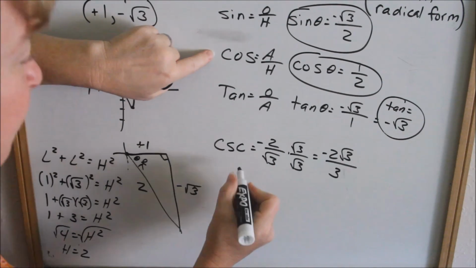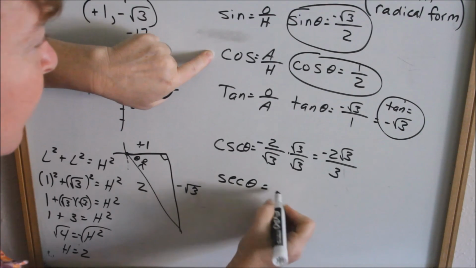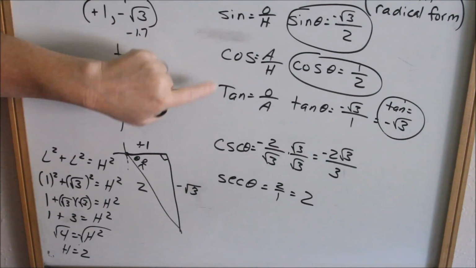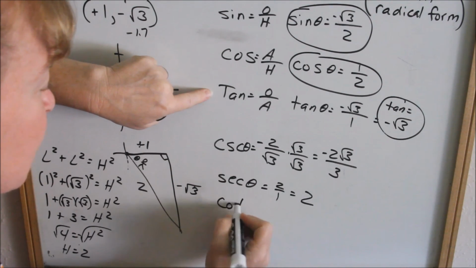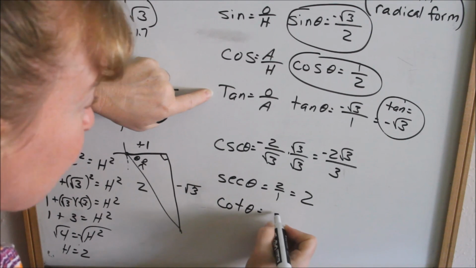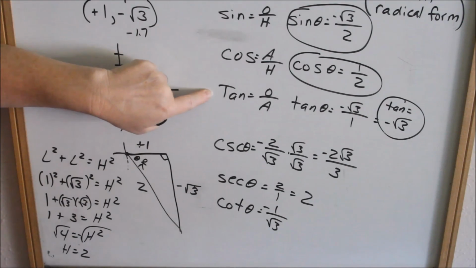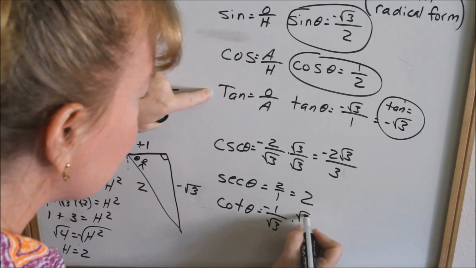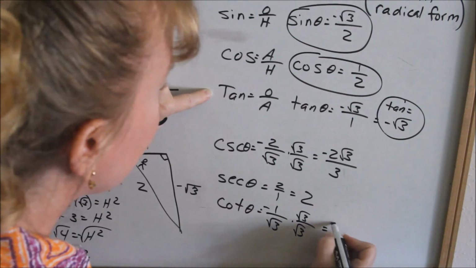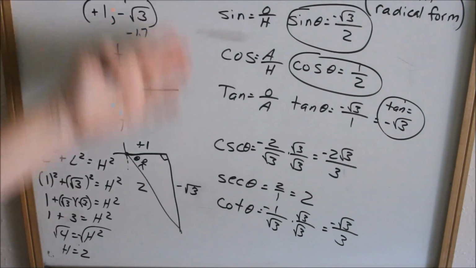Then do the reciprocal of cosine, which is secant theta. Reciprocal of that would be 2 over 1, which is just 2. Now do the reciprocal of tangent, which is cotangent. That would be the reciprocal of negative square root of 3, which would be 1 over, still negative. Can't leave radical in the denominator, so you have to get rid of the radical in the denominator by multiplying it by itself. And that would be negative square root of 3 over 3. And those are your 6 trig ratios.